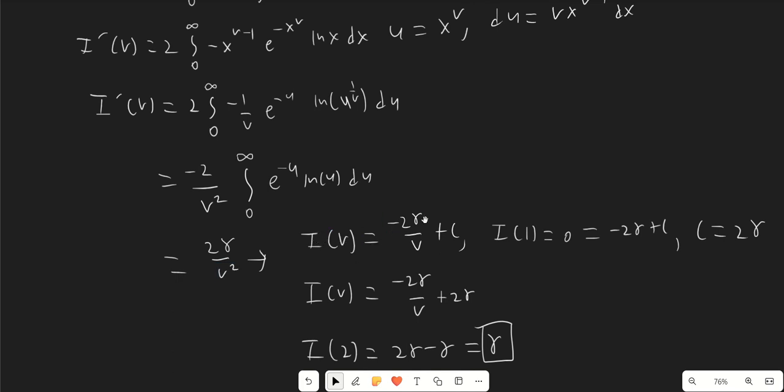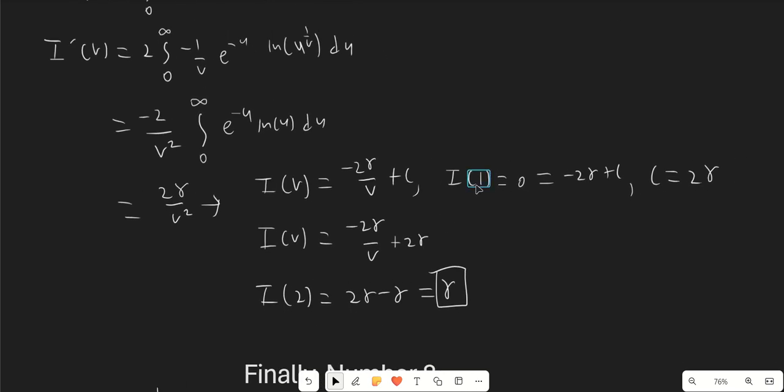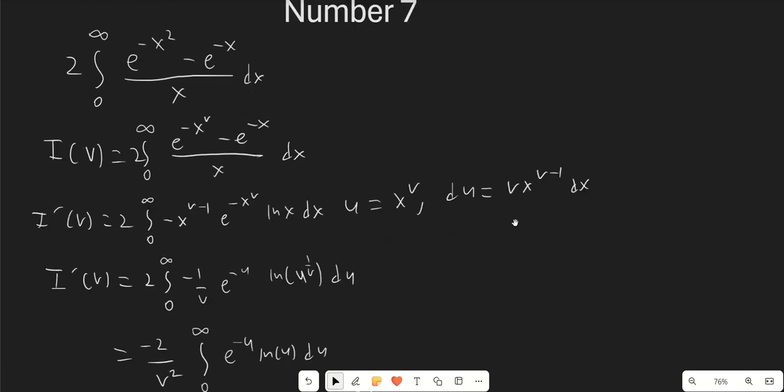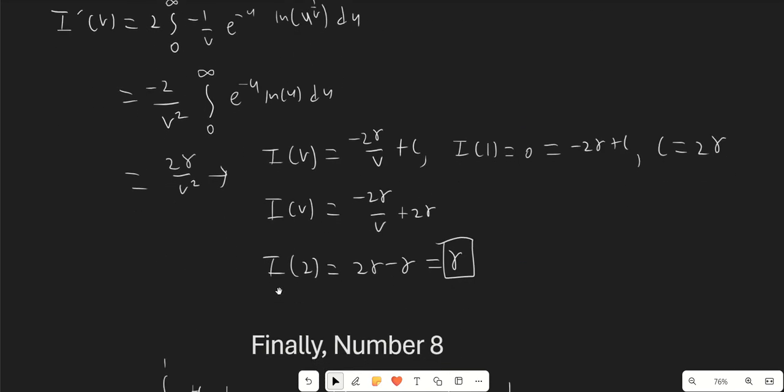which tells us that I of v is equal to negative 2 gamma over v plus c. But we know that I of 1 is going to be 0, so if we plug in 1 everywhere, we should get that 0 equals negative 2 gamma plus c, which means that c is just 2 gamma. I of v equals negative 2 gamma over v plus 2 gamma. Also, we know that I of 1 is 0 if you just go ahead and look back at our definition of I of v. And that means that I of 2 is just 2 gamma minus gamma, which is just gamma.